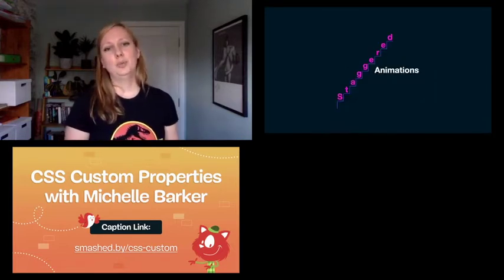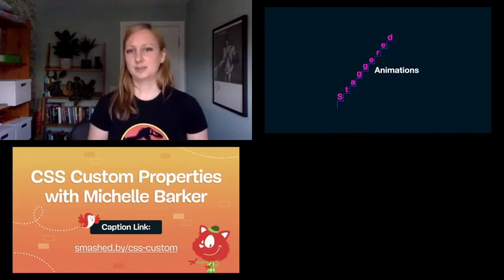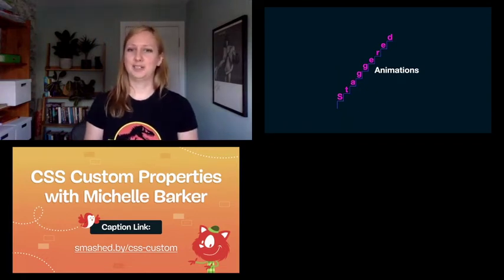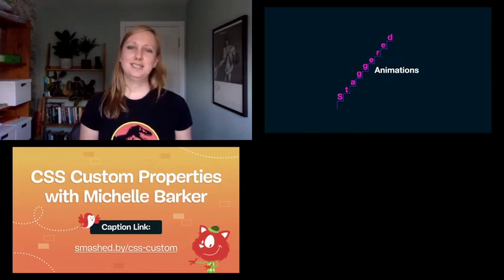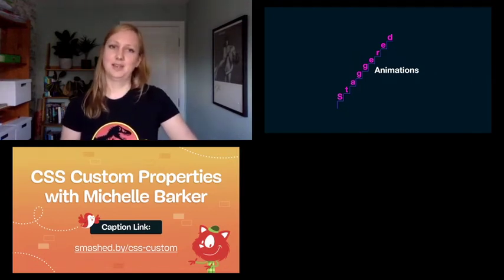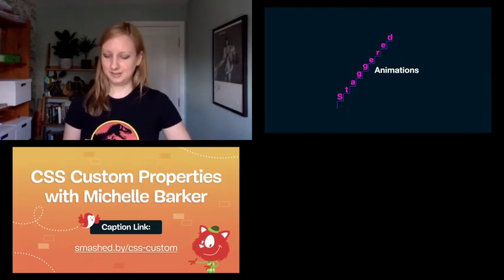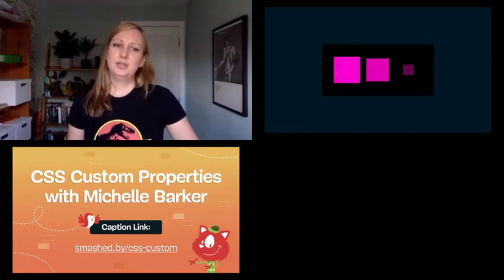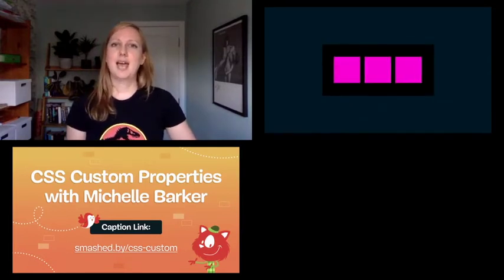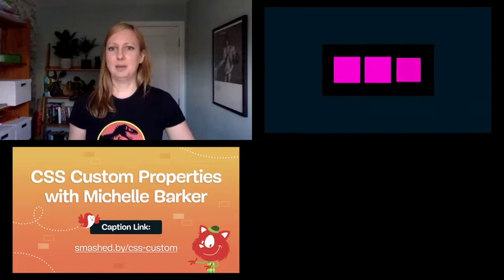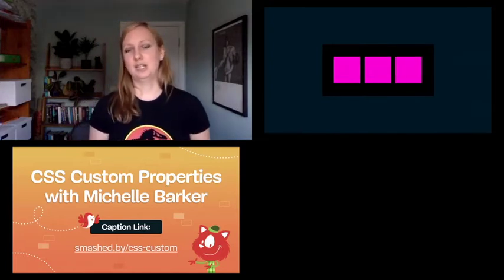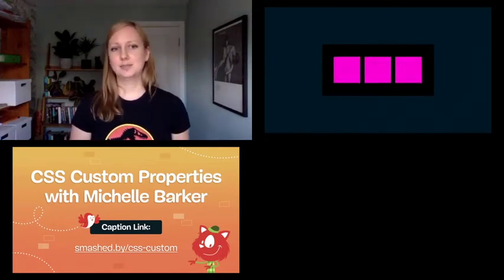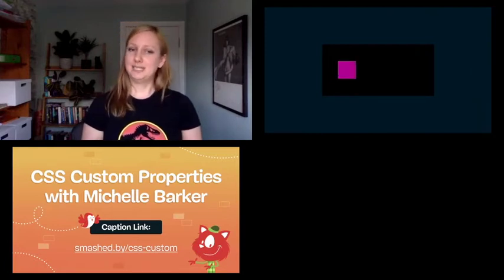As I touched upon with colors, using calc with custom properties opens up a whole new world of excitement. And one place you can have a lot of fun with them is with staggered animations. So suppose we have a group of elements and we want them to animate in, but we want a slight delay between the start of each element's animation to create a staggered effect. We can use custom properties to achieve this.